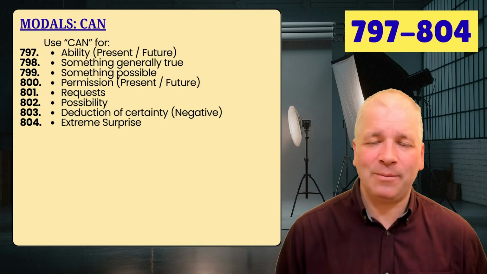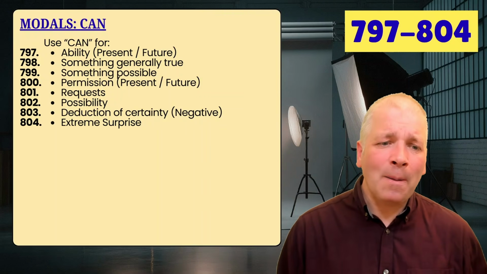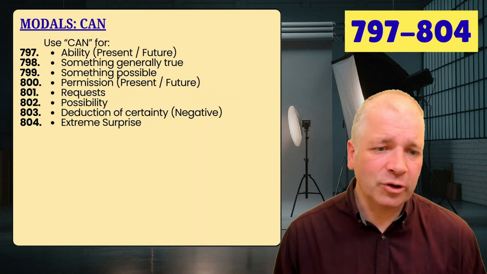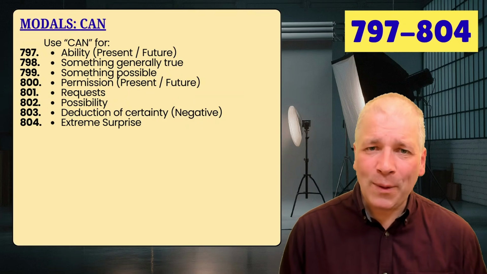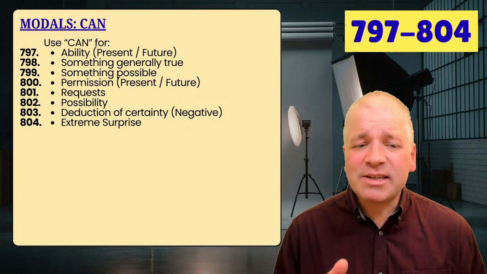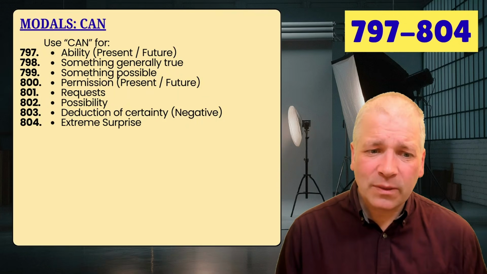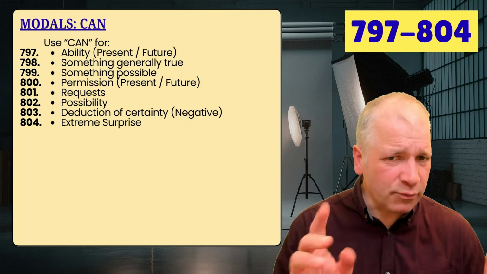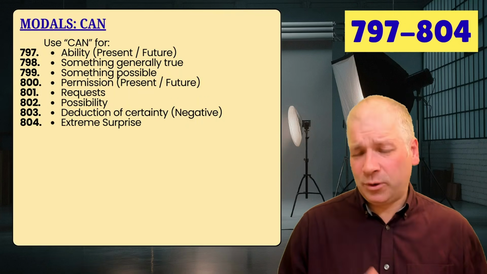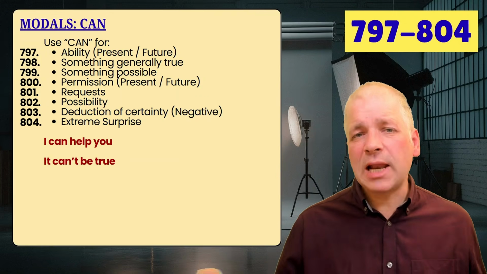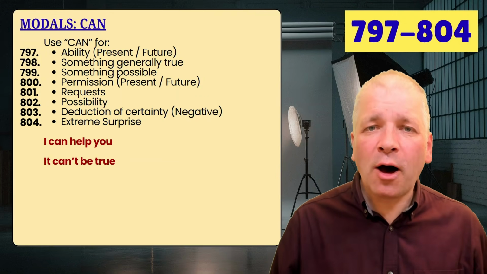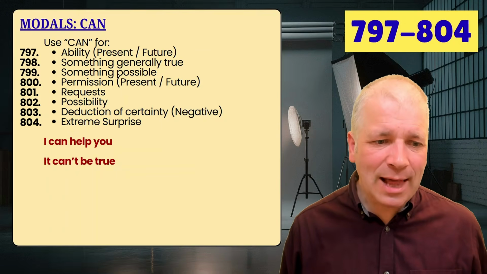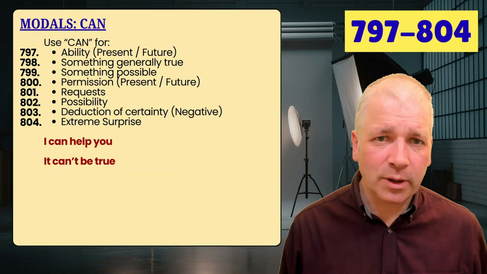Starting with can. We use can for ability, something generally true, something possible, permission in the present or future, requests, possibility, deduction of certainty, that's when it's in a negative form, and for extreme surprise. So let's just recap what can would look like in a sentence. Let's just remember what modals are for by looking at the word can. Look at the examples in red here. I can help you. It can't be true.